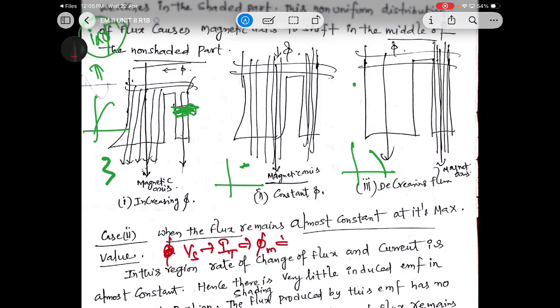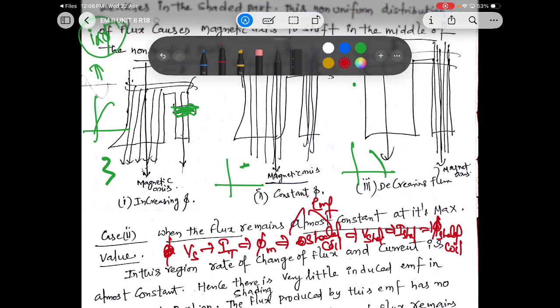The main flux will link with this shaded coil. Some voltage is generated in the shaded coil. This voltage will also generate some current in the shaded coil, and ultimately flux is generated in the shaded coil. This is the lengthy process: supply voltage, supply current, main flux, and because of Faraday's law, EMF is generated as voltage in the shaded coil, current flows, and flux is generated in the shaded coil.